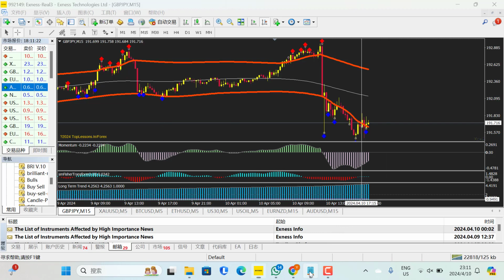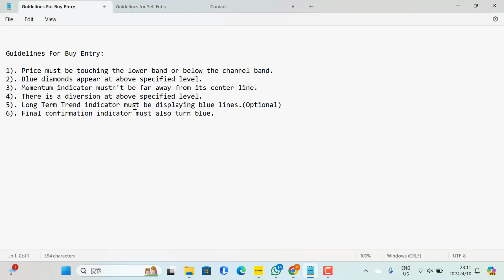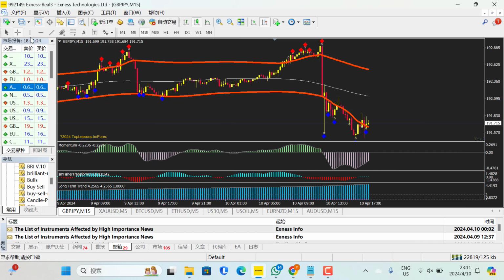Now let's move to our next condition, that is there's a divergence at the specified level. Clearly, if I draw the lines here, you can see that price is making a lower low, and the indicator is making a higher high. So clearly a divergence. It is a bullish divergence, meaning in the near future we can predict that price will rise. So our fourth condition is also met here.